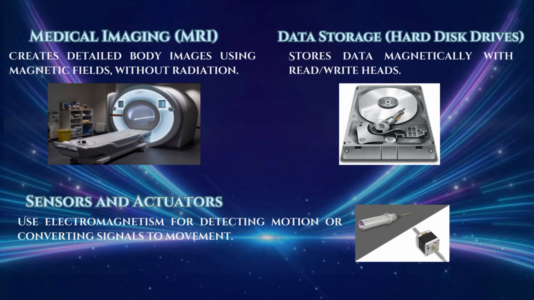These everyday technologies all harness electromagnetism. MRI machines use magnetic fields to create detailed body scans. Hard disk drives store data by magnetizing small regions, and sensors and actuators convert electromagnetic signals into motion or detection.